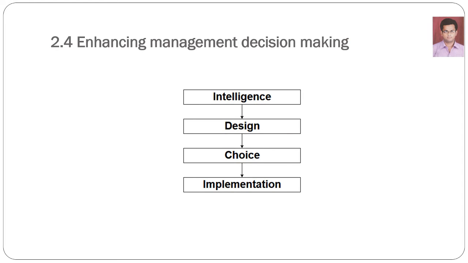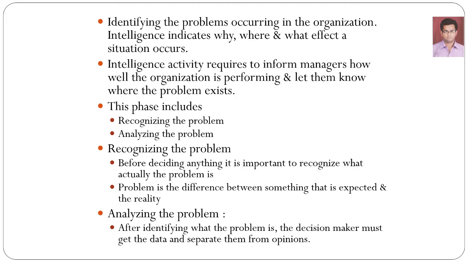Identifying the problems occurring in the organization, intelligence indicates why, where, and what effect the situation occurs. Intelligence activity is required to inform managers how well the organization is performing and let them know where the problem exists. This phase includes recognizing the problem and analyzing the problem. Before deciding anything, it is important to recognize what actually the problem is. A problem is the difference between something that is expected and the reality.